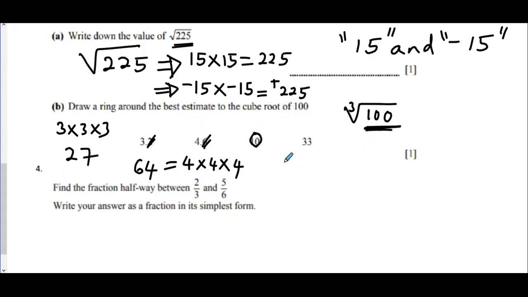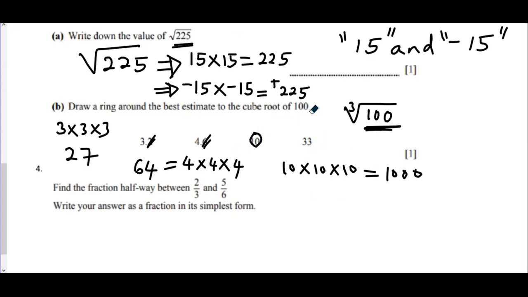Try 10. 10 times 10 times 10. Can it give you something closer to 100? No. This will give you something like 1,000, which is way far from 100. How about 33? Now 33 is definitely not possible, because even 10 is not possible.